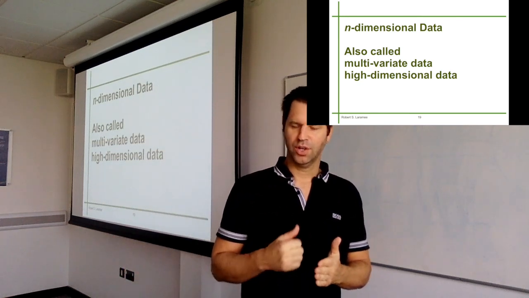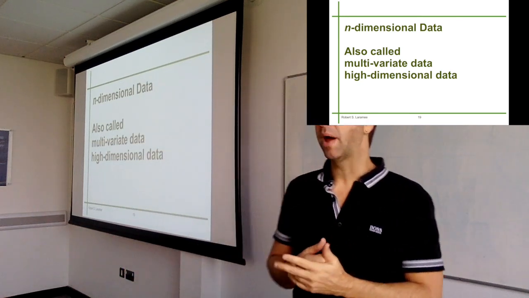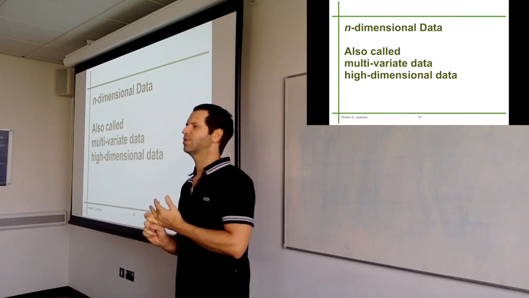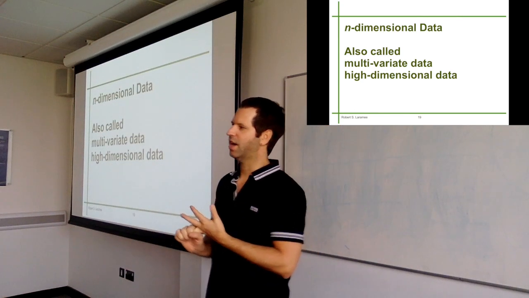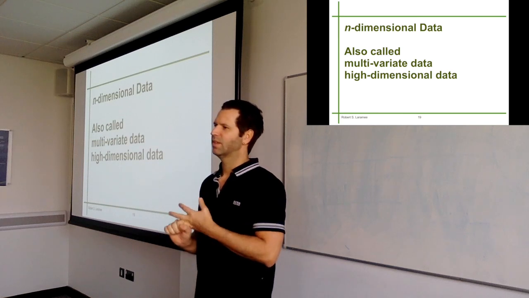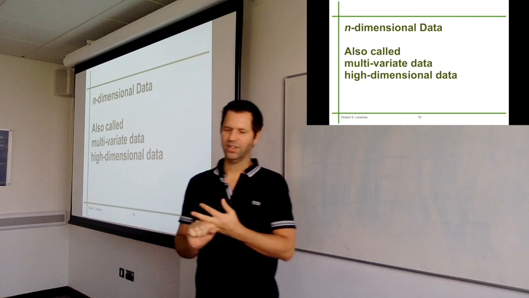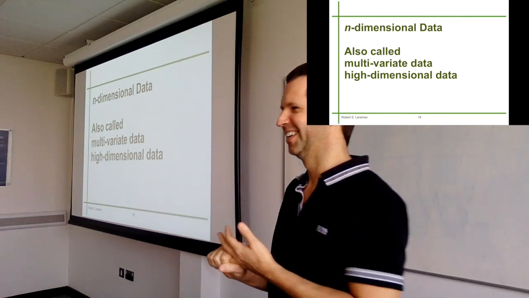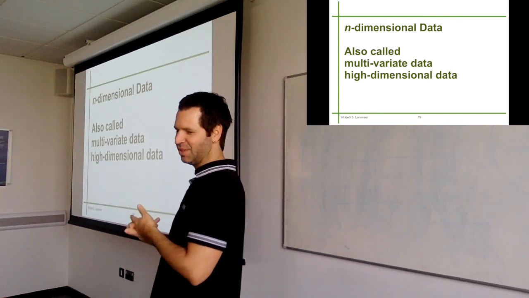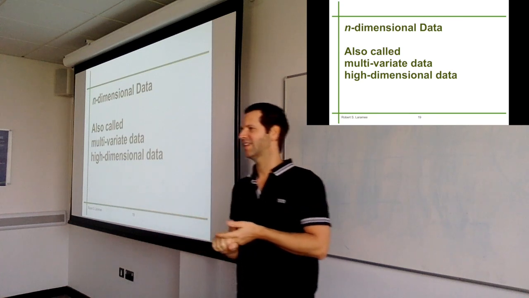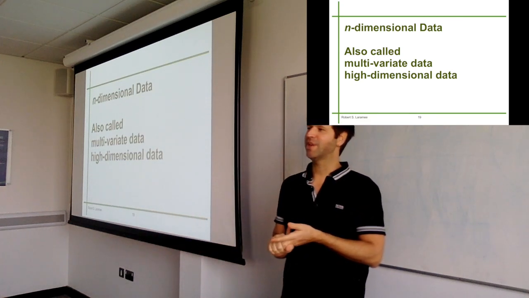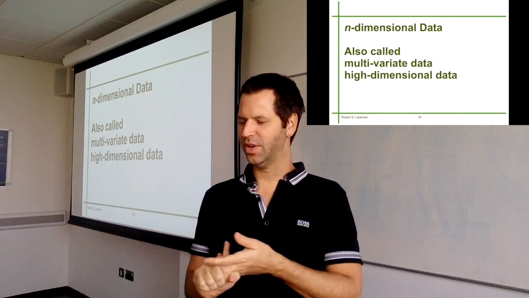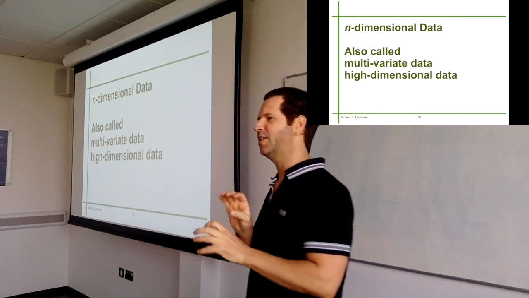Okay, we're going to talk next. So if we look back, we had a general intro to information visualization, and then we went straight into hierarchical data. This is really trying to access the deep recesses of your memory. Then we looked at graphs, and now we're talking about n-dimensional data, also called multivariate data, and high-dimensional data.